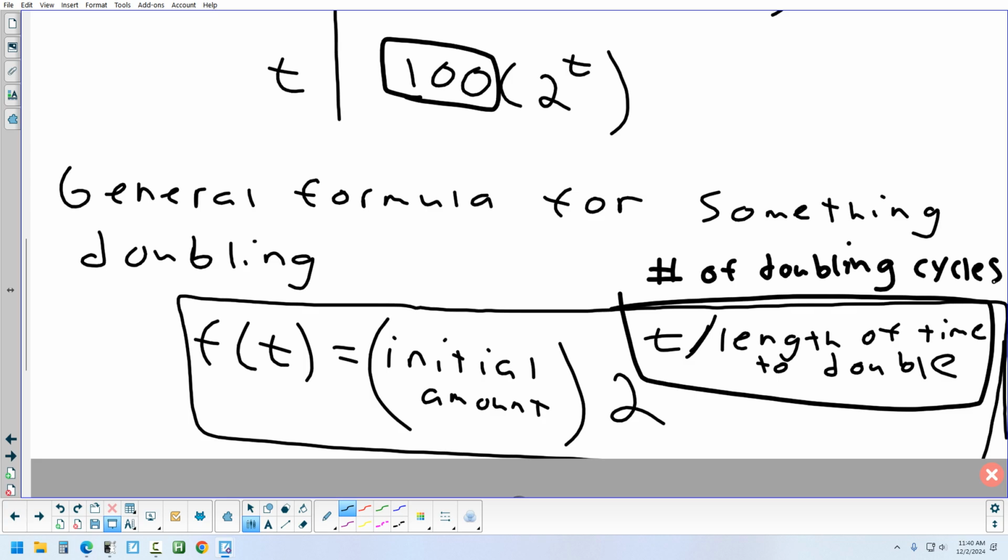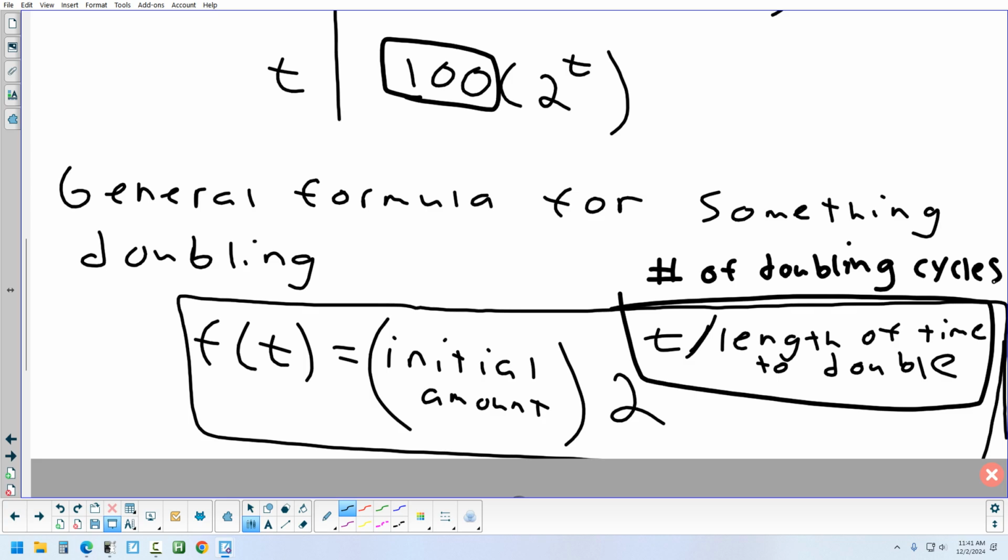If something is doubling every 1 hour, then yes, the number of hours that have gone by will be the number of times it is doubled. 2 hours, doubled twice. 3 hours, 3 times. But let's say something doubled every 5 hours. If 10 hours have gone by and it doubles every 5, how many times would it have doubled? Yep. Twice, right.